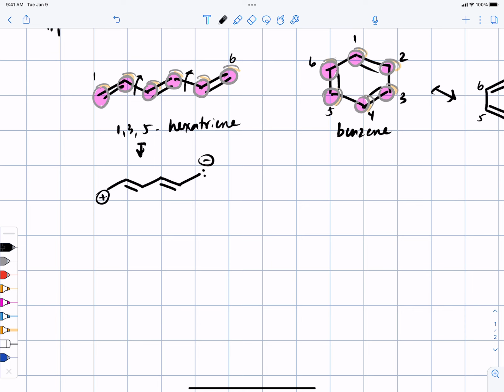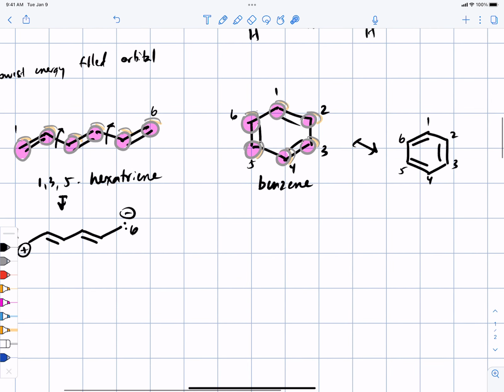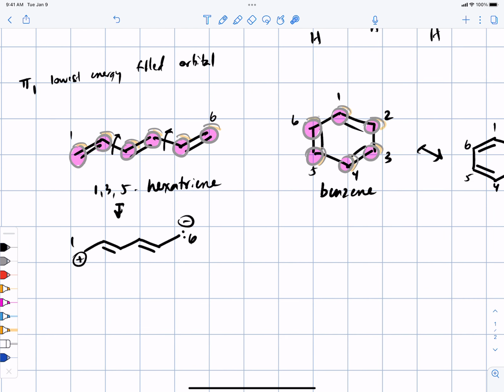That's telling you something. If I started from this resonance structure and linked carbons 1 and 6, then I would have two atoms that are conjugated to each other, directly adjacent, and could make a new pi bond between the two of them. That's part of recognizing what's different.